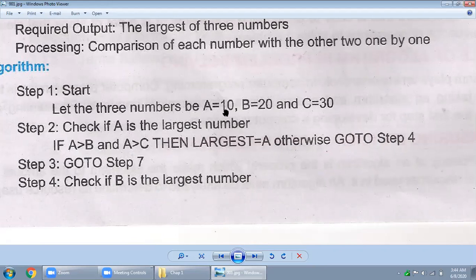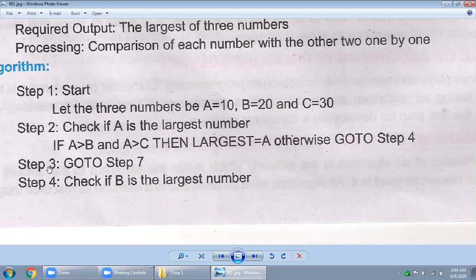Suppose when I input three numbers, A is 100, B is 20 and C is 30. So A, obviously 100, is greater. Then what happened? If A is greater than B and A is greater than C, then the largest is A, so this will be displayed. After that, control will not go to the otherwise.